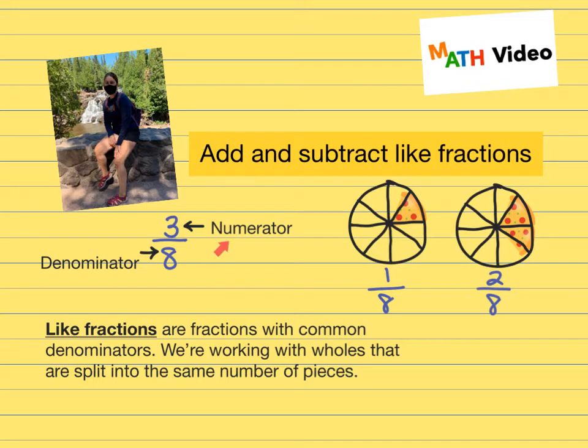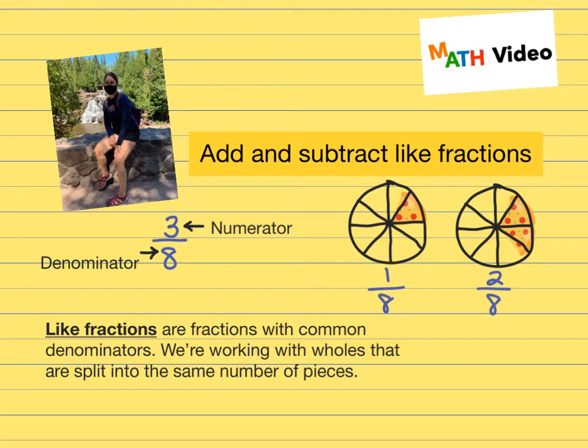with. For example, if we had a pizza and it was cut into 8 slices, then 8 slices represents the whole pizza. So the number 8 would be the denominator. Thankfully, recognizing like fractions is easy as pie or pizza. Like fractions are fractions with common denominators. That's it. We're working with wholes that are split into the same number of pieces.